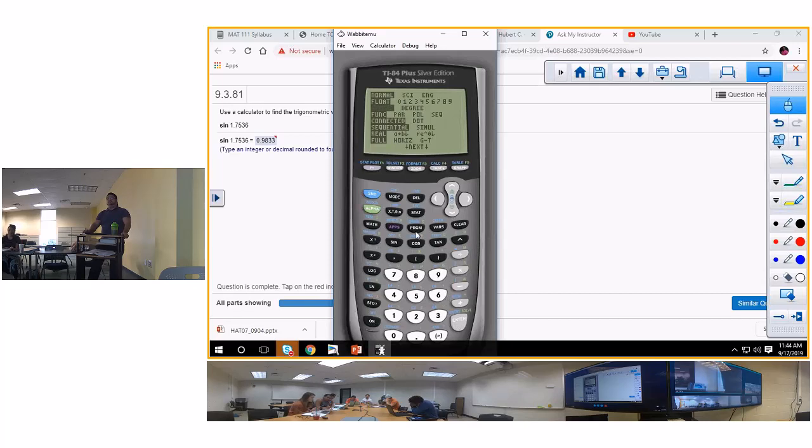and type in sine of, and I didn't pick it up when I looked at it. Sine, I'm still looking for sine. There it is. Sine of 1.7536. Now, why else would I not put this on a test? Because nobody ever asks you in the real world for the sine of a radian. Nobody.